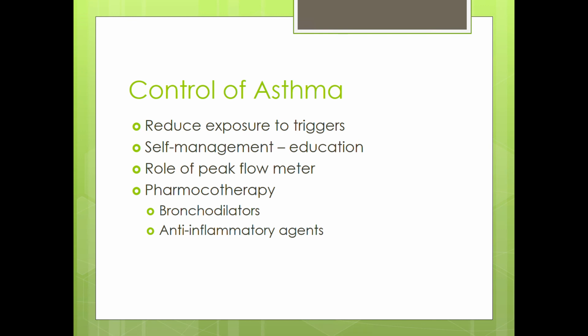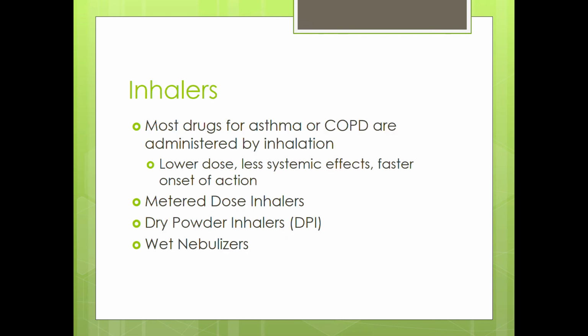We also use pharmacotherapy primarily aimed around bronchodilation. So we call these drugs beta-2 agonist drugs, and what they're doing is they're trying to promote the opening of airways. And then of course we use anti-inflammatory agents as well. You'll also see that drugs for asthma and COPD are typically administered by inhalation, okay?